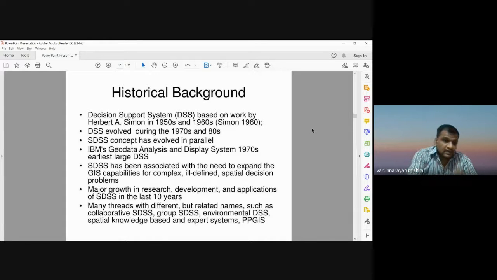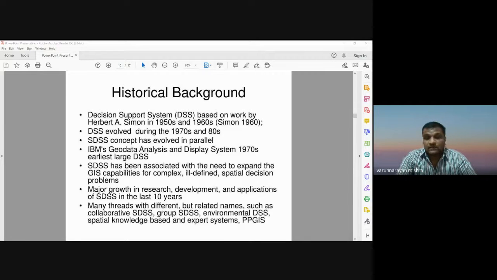And parallelly, there was a concept of SDSS, Spatial Decision Support System. A decision support system can be applied in any field, in any discipline, but a spatial decision support system only deals with spatial data sets. When we are dealing with spatial data sets, when we are using GIS and remote sensing based data sets, that kind of decision support system is known as SDSS.